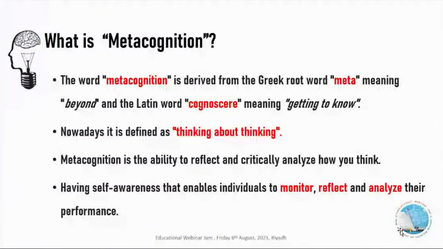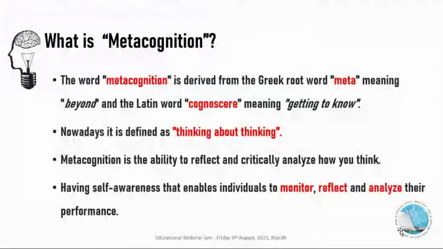Let's look at the word. Meta comes from Greek. Meta means beyond. And the Latin word cognoscere means getting to know. Beyond knowing, when you think about your own thinking, this is metacognition. Metacognition is the ability to reflect and critically analyze how you think.